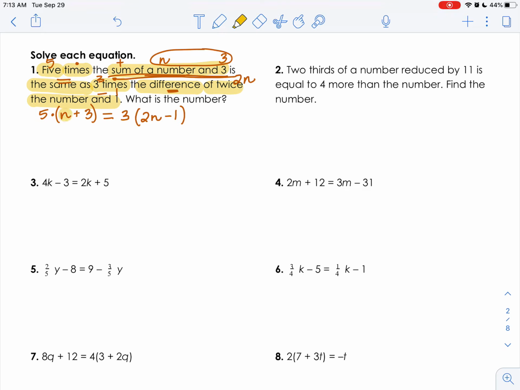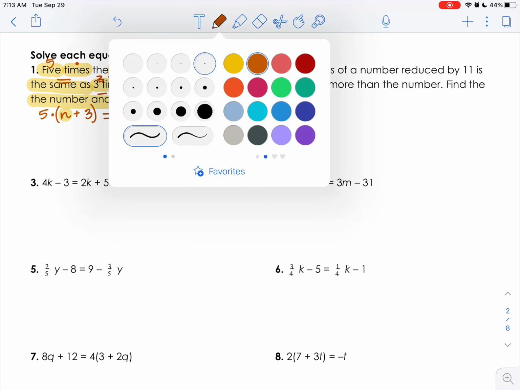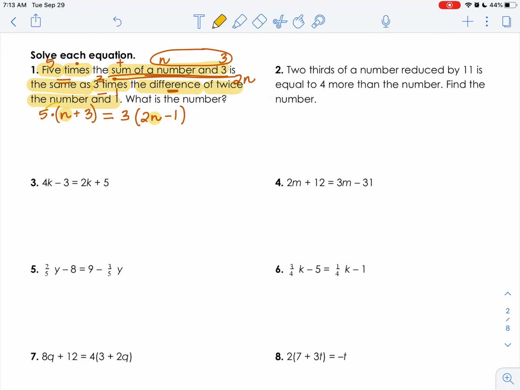So I can see that I have my variable in 2 places, and in both cases they're inside parentheses, so we want to use the distributive property. If I have 5 of these, it means I have 5 times n and 5 times 3, and if I have 3 of these, it means I have 3 times 2n and 3 times negative 1. So I'm going to go ahead and multiply that out. 5 times n is 5n. 5 times 3 is a positive 15. That's equal to 3 times 2n is 6n, and 3 times negative 1 is negative 3.